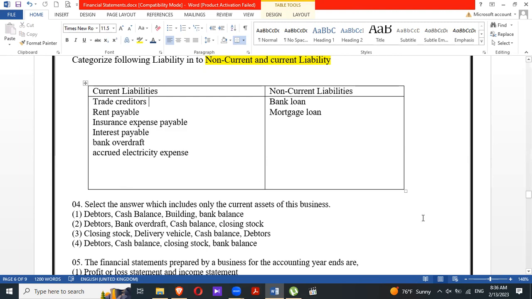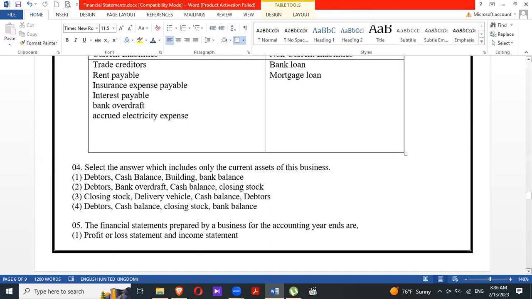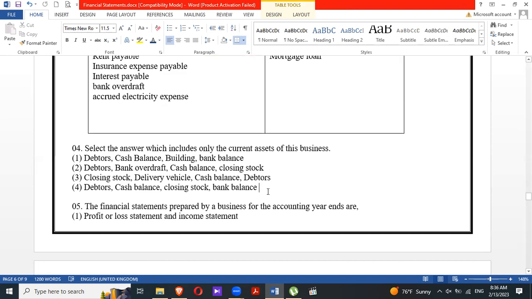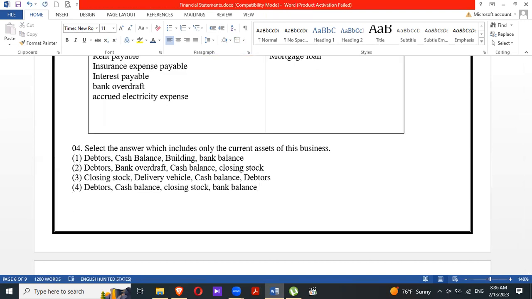So here there's another question, question number 4. Select the answer which includes only the current assets of this business. First one is cash balance, building, bank balance. Here, building means non-current assets, so we have to skip that first option. Let's move to the second one: debtors, bank overdraft, cash balance, closing stock. No, bank overdraft is a current liability, so we can't take that answer either.